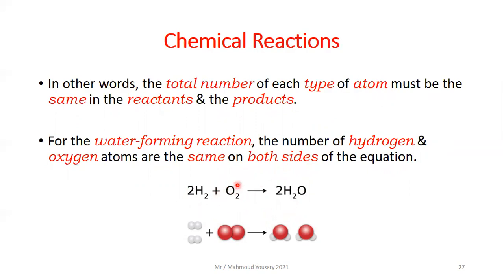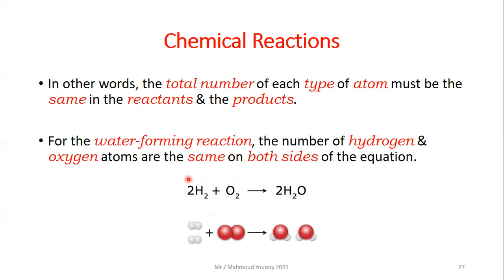Okay, but oxygen here, two oxygen atoms. This is a molecule. And here we have only one oxygen atom. So we must put number 2 here to become two oxygen atoms in the products and two atoms in the reactants. But in this case, the hydrogen here became four atoms. So we put also two before the hydrogen molecule.